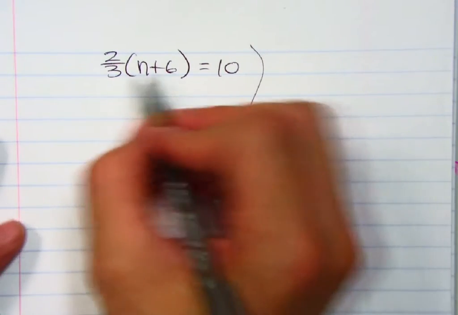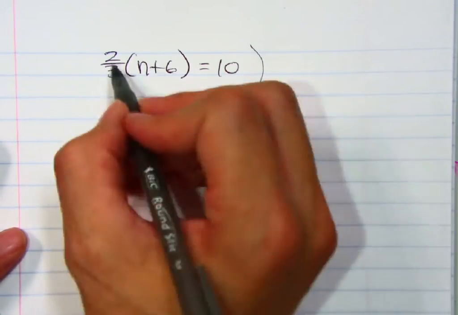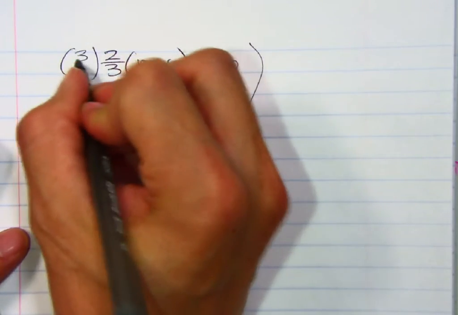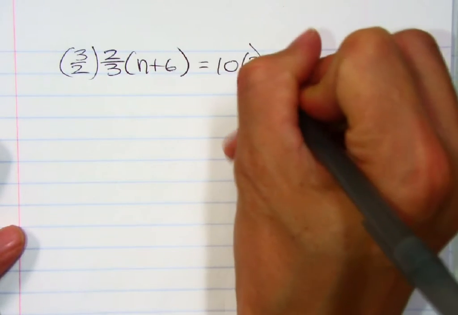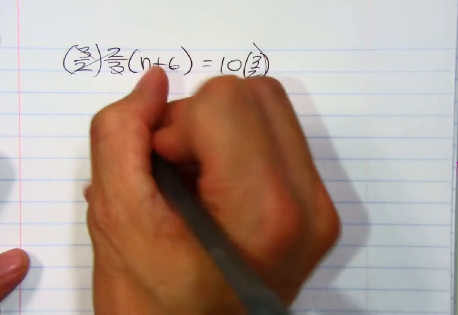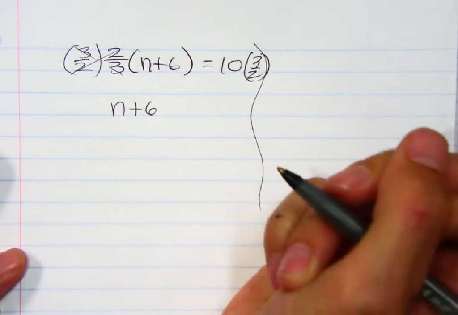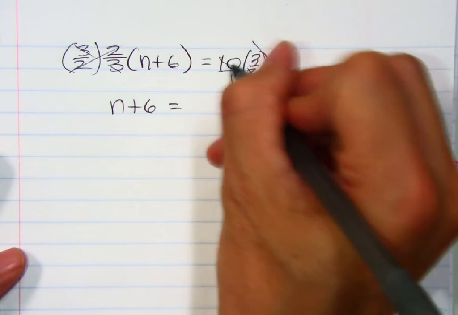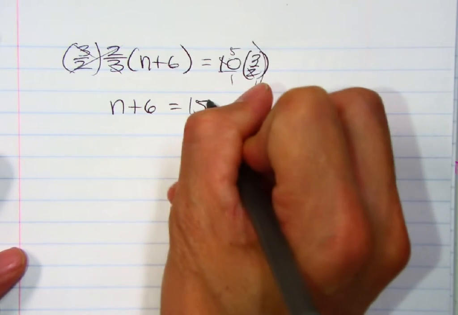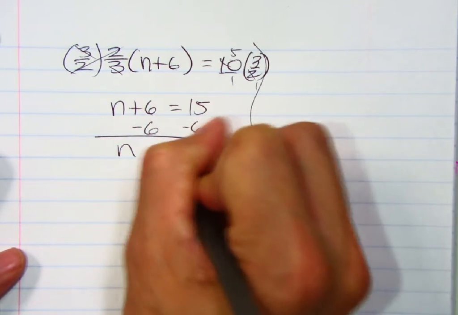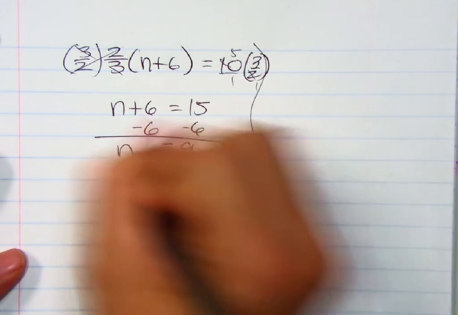So look, the book's method says get rid of this, divide by this fraction. Well, I remember dividing by a fraction is the same as multiplying by its reciprocal, called the multiplicative inverse. That helps me in this case because now I'm left with this beautiful little n plus 6. And over here, I do a little cross canceling. 1 and 5, I get 15. Subtract 6 and bam, I get my answer, which is 9.